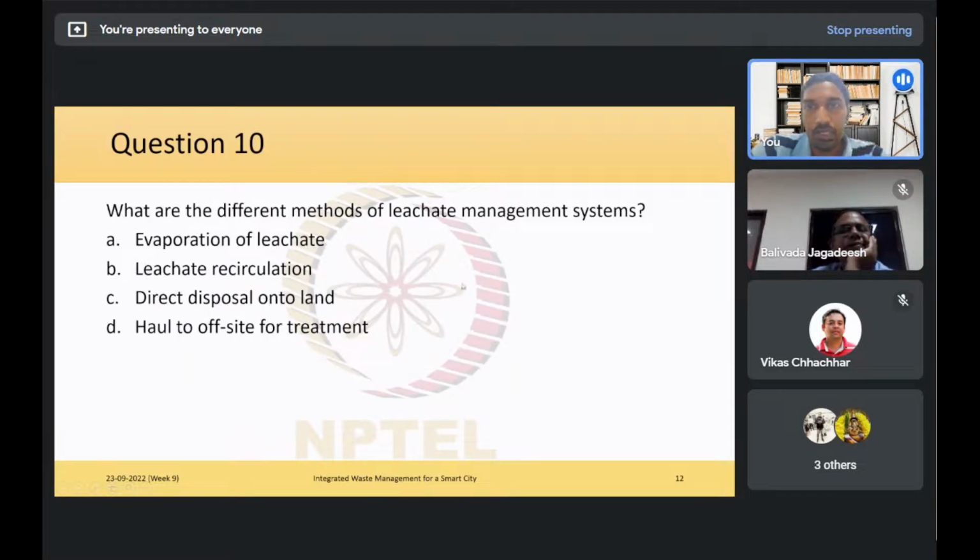Okay, question number 10: what are the different methods of leachate management systems? Options are evaporation of the leachate, leachate recirculation, direct disposal onto the land, and hauling offsite for treatment. Which of these methods can we use to treat or manage the leachate? Now we are looking at multiple select questions, so more than one option can be correct.